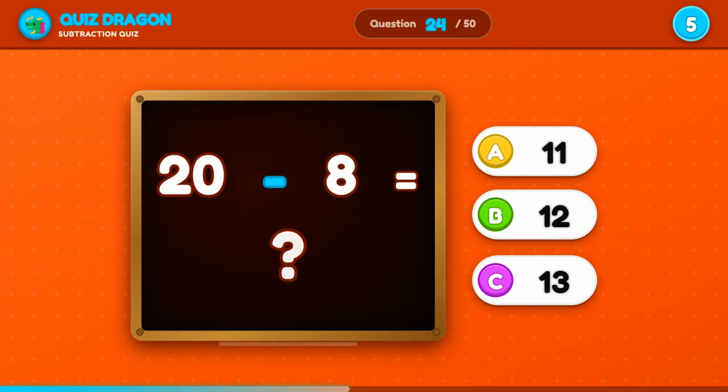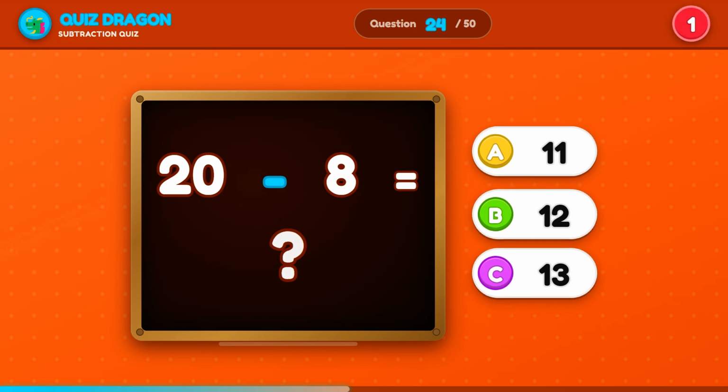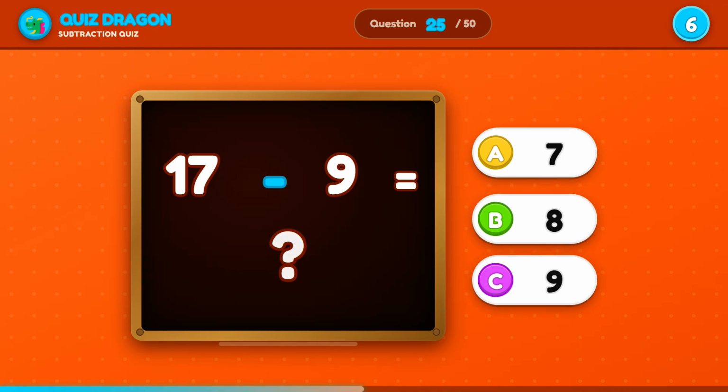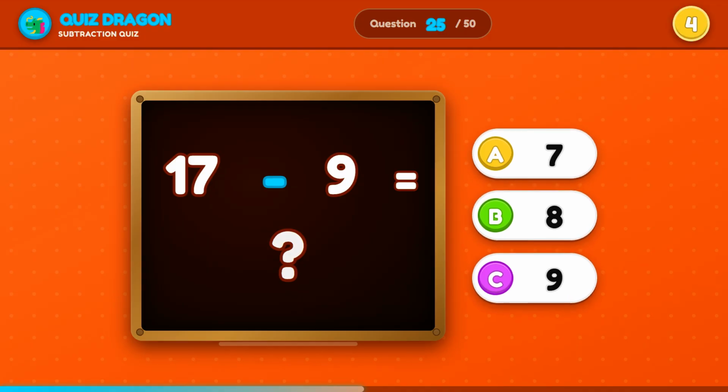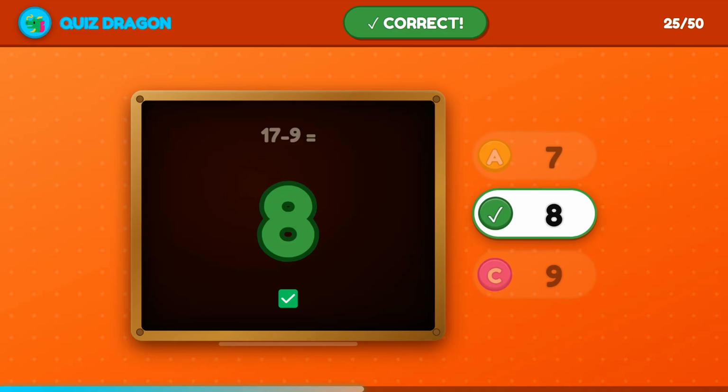Question 24. 20 minus 8. What's the answer? The correct answer is B, 12. You are a genius. Question 25. What is 17 minus 9? The correct answer is B, 8.